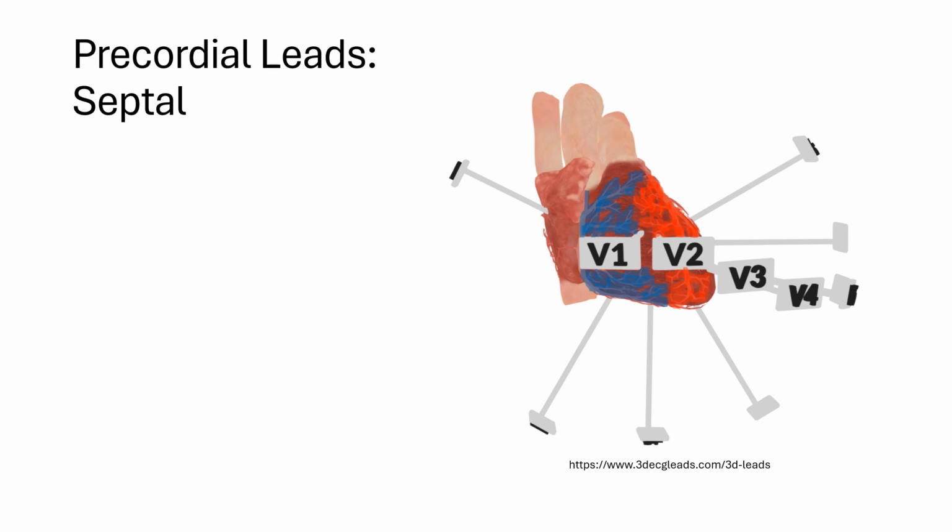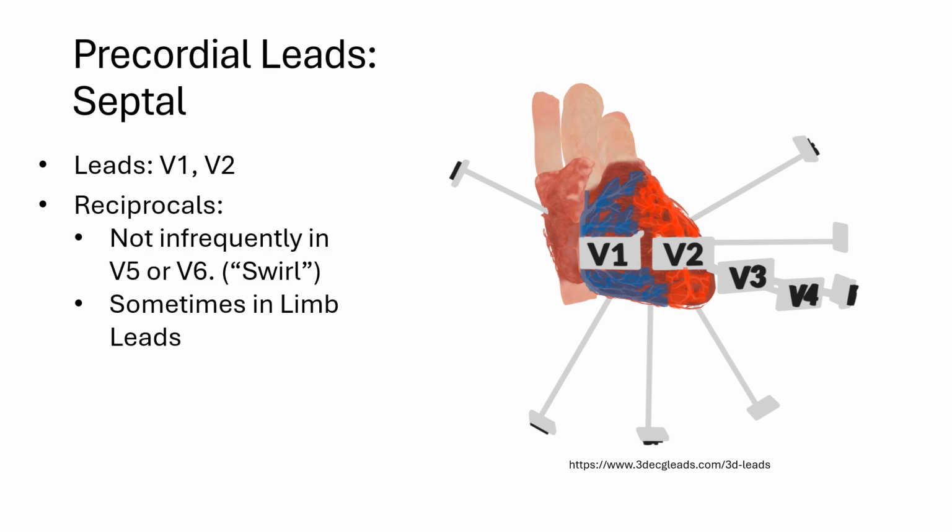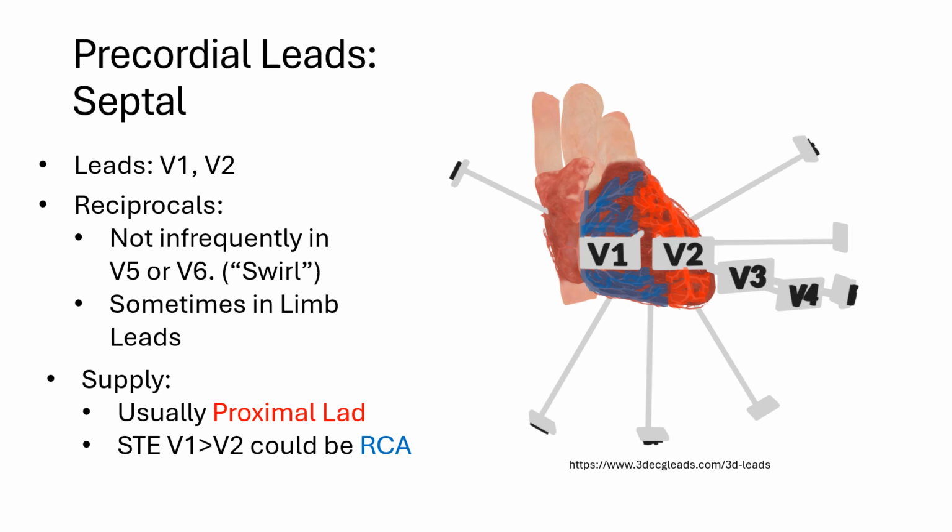First, let's discuss the septal leads, V1 through V2. There are actually reciprocals a fair amount of the time with injury in this territory. Smith calls V5 or V6 depression with elevation in V1 through V2 precordial swirl. Sometimes we'll also see reciprocals in the limb leads. The supply is usually the proximal LAD, but as we've discussed, STE in V1 greater than V2 could be right coronary artery occlusion. You can see the different colors corresponding to the different vessels on the picture of the heart on the right.